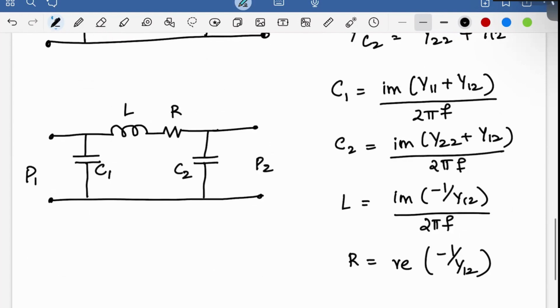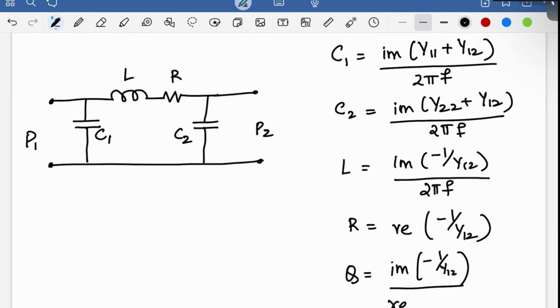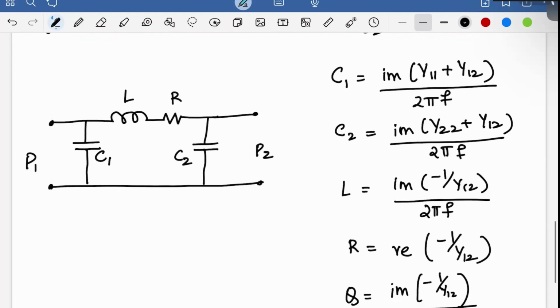Right, and the Q of this inductor, since it's omega L over R, the Q is nothing but the imaginary part of minus 1 over Y12 divided by the real part of minus 1 over Y12. This is again fairly straightforward to derive. I'm not going to derive them, but these are the results. Okay, so we'll actually use this. So this gives you essentially all of the values of the capacitances and inductances directly in terms of the two-port Y parameters, right?